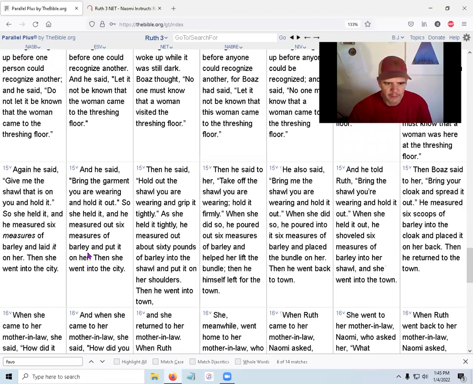All right. Bring the garment, put 6 measures of barley in it and laid it on her. And then she went to the, yeah, she's probably holding it. It says over here, placed the bundle on her, helped her lift the bundle, measured them into the shawl. She went down. Oh, placed it on her back. I'm not sure exactly how it happened. She probably carried it. I mean, she's tough.